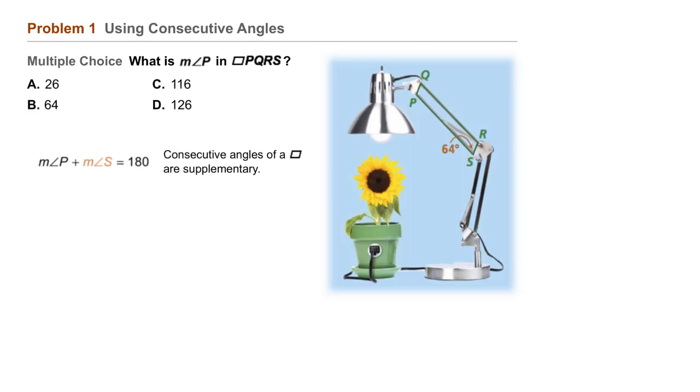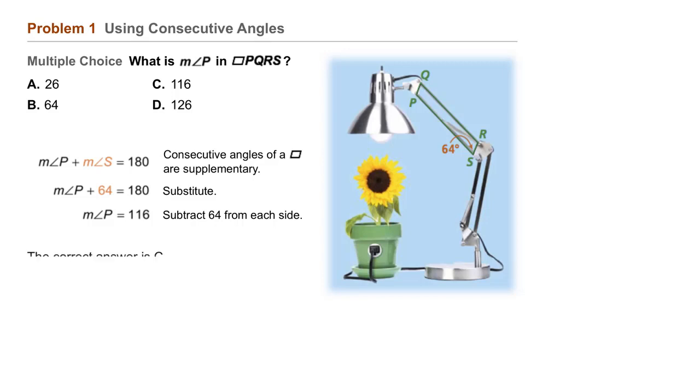Well, we know the measure of angle P plus the measure of angle S equals 180 because they're consecutive angles of a parallelogram. The measure of angle P plus 64, substituting the measure 64 degrees from the figure, equals 180. And solving, we find that the measure of angle P equals 116. So the correct answer is C, 116.